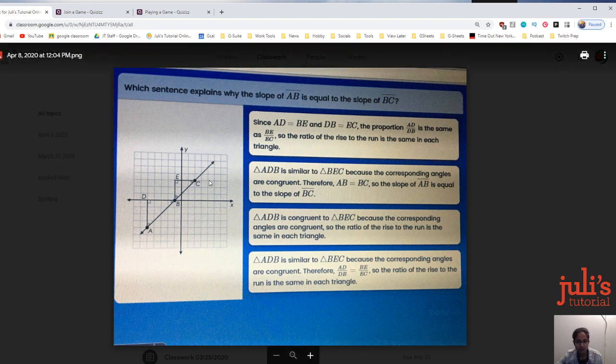So this triangle is congruent to this triangle because the corresponding angles are congruent. So first we are able to figure out that they are similar, but they're not congruent. But now we're figuring out how they're congruent. Why? Because we realize not only that their corresponding angles are congruent, the sides are also equal. Okay? Because their angles are congruent, the ratio of the rise to the run is the same in each triangle. We see it.